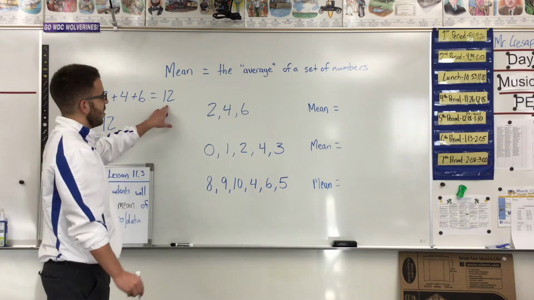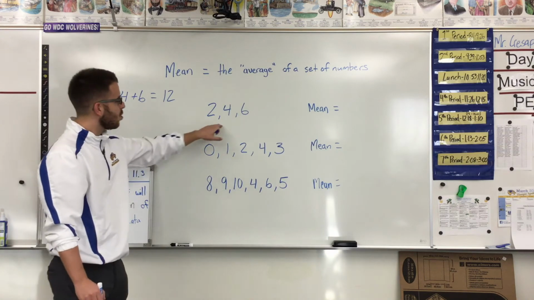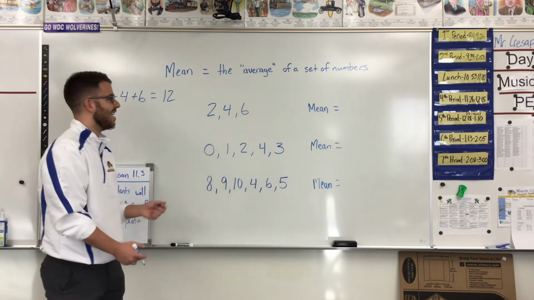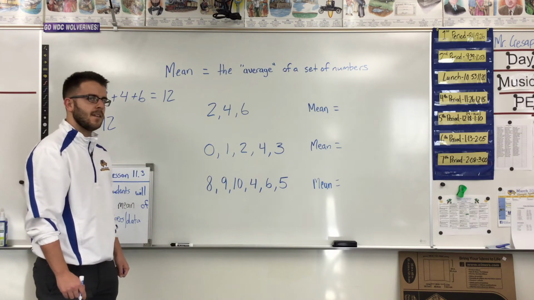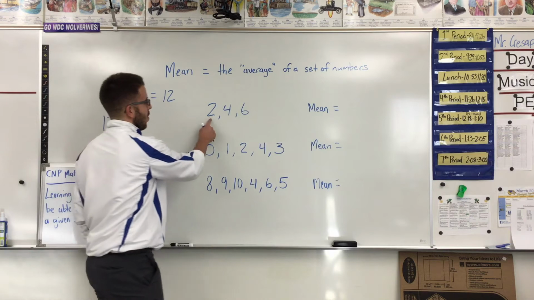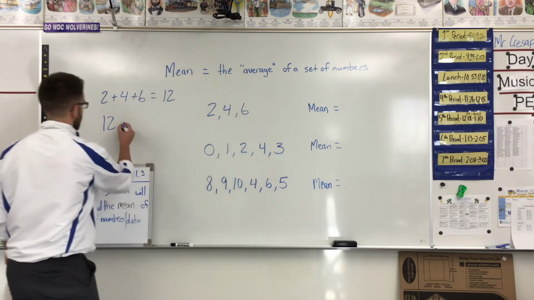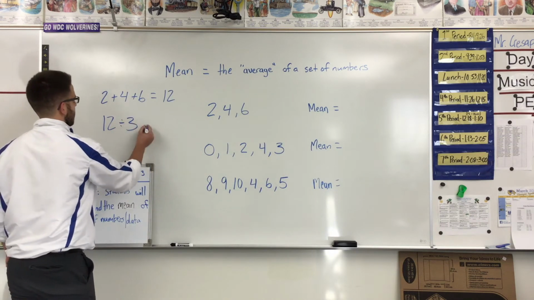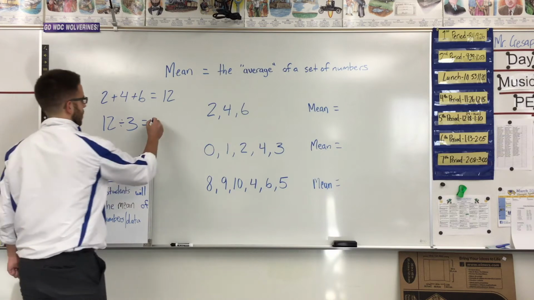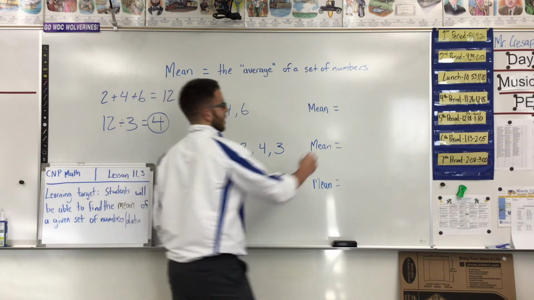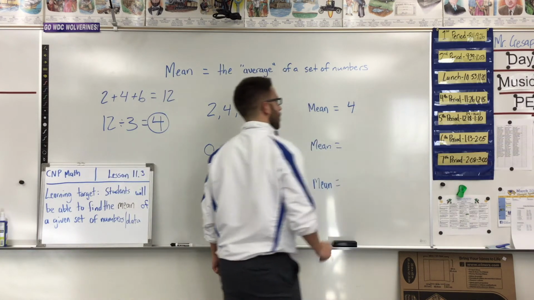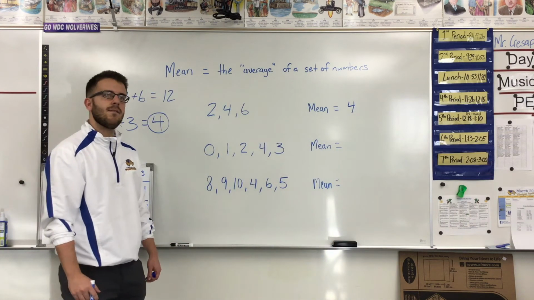Then we take that number and we divide it by the total amount of numbers in that set. Anybody want to take a guess? If you said 3, you are correct. 1, 2, and 3. So we take 12 divided by 3, and that equals 4. That's it. Your mean, your average is 4.